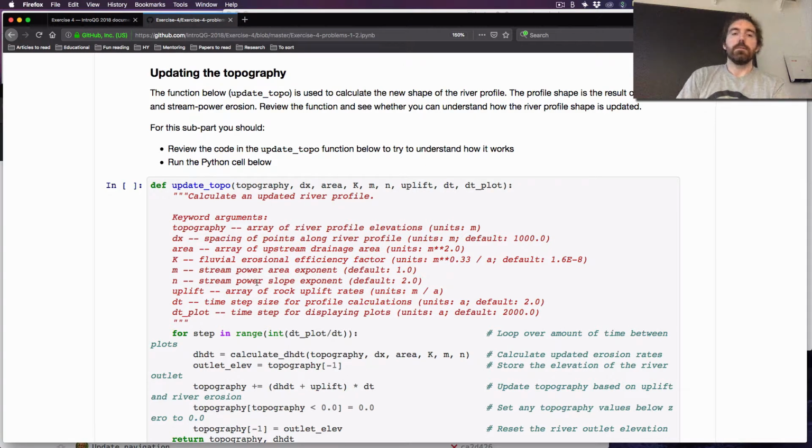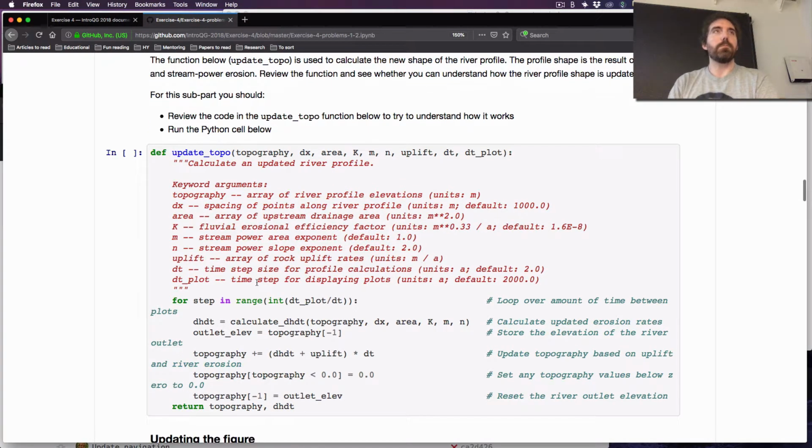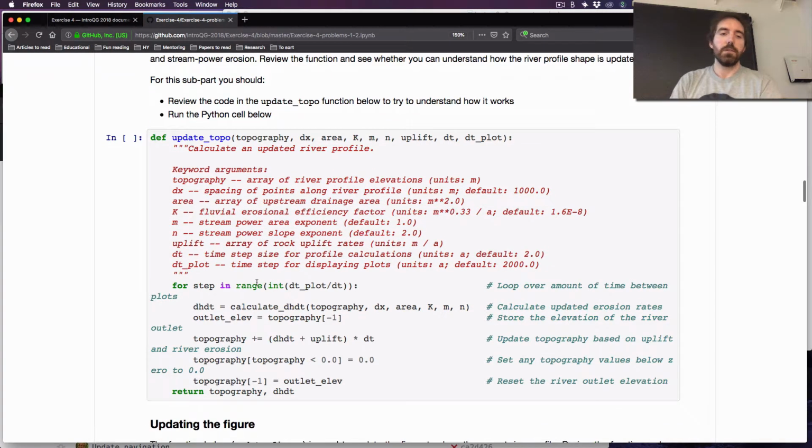Now, the next two are maybe a little bit more challenging to understand. Unfortunately, the formatting looks kind of messy here too because it's wrapped the lines. But there's another function here called update topo. It updates the topography, or updates the elevations of the river channel.